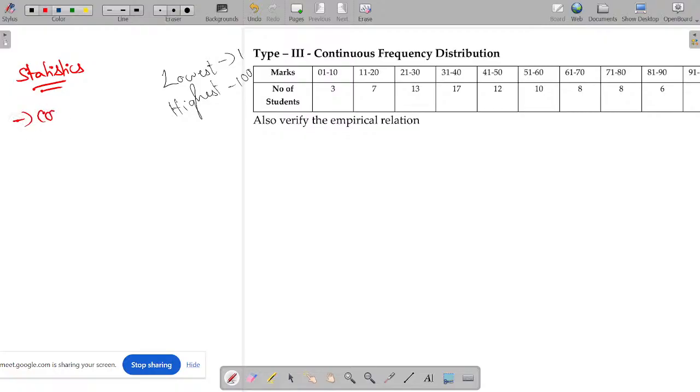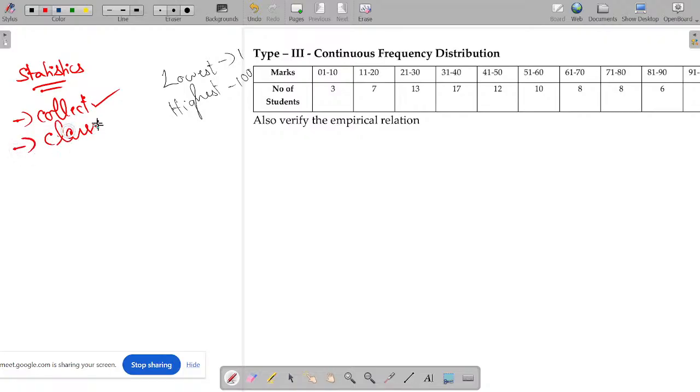First, collect data. How did I collect the data? I kept a test for how many marks? 100 marks. Because I have the class interval spread over to 100. 91 to 100 is my last class interval. So I have the highest mark as 100. So I have conducted a test for 100 marks, corrected the paper and collected the marks. Okay. What's the second step?